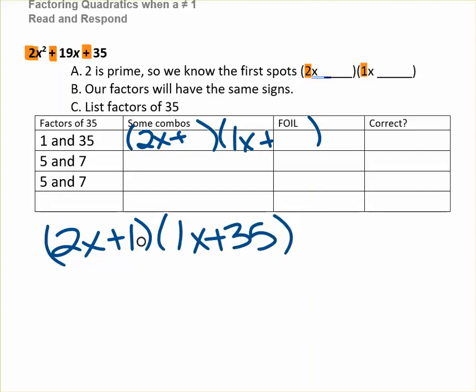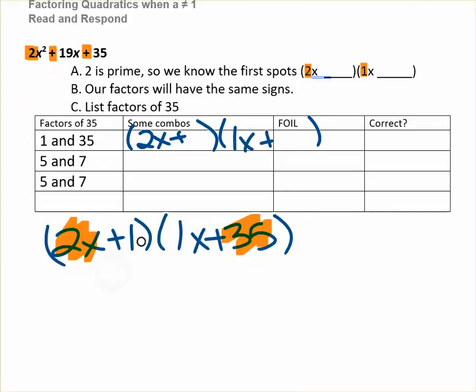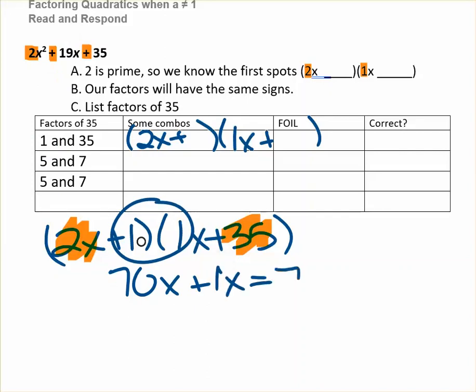Okay, now we're going to check using FOIL. Now we know our first and our last are going to work out. So what we're actually going to check is just the outside and the inner. So 2x times 35, that's going to give me 70x. And then my inside gives me another 1x. Okay, that's going to give me an inside term of 71x. Well, I want 19x, so that's not going to be correct. And I can think about, even if I switch that, having a 35, I'm not going to end up with 19 in the middle. My numbers are going to be too big. So I'm going to cross out and say 1 and 35 is not going to work.